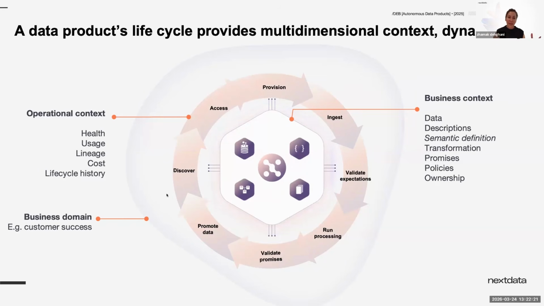And then on the other hand, as this data product runs, you see this life cycle: it provisions its infrastructure, it autonomously ingests its data, it autonomously validates the data, it autonomously provides discoverability for its own data and access. And all of that is producing rich, dynamic, real-time, up to the minute data around the operation of that data product, and that operational context is extremely relevant.